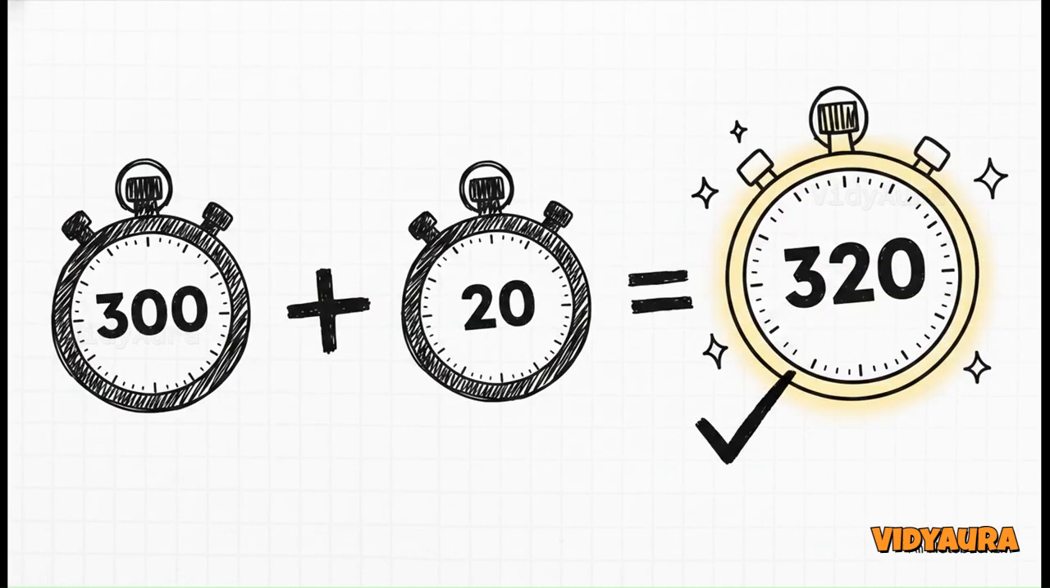Done! Now for step 2. Don't forget, the original problem also had an extra 20 minutes. So we take the 300 minutes we just calculated, and we simply add on that extra 20. 300 plus 20 is 320 minutes. And that's our final answer. You're doing great. Stick with me.